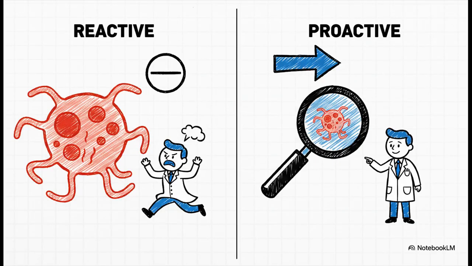But the potential payoff is just enormous. Widespread use of ctDNA really represents a fundamental shift in how we think. It lets us move from being reactive, waiting for a relapse to show up on a scan, to being proactive, catching that recurrence at the molecular level and giving us a chance to intervene so much earlier.